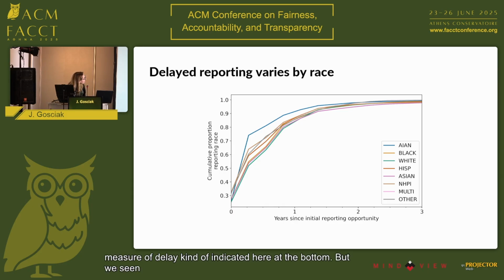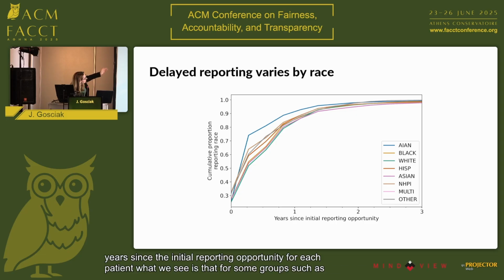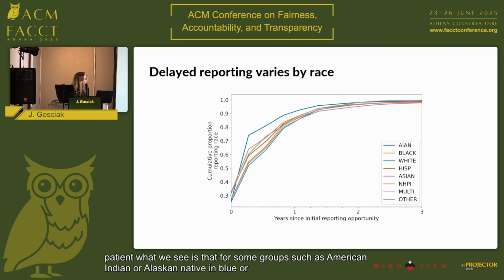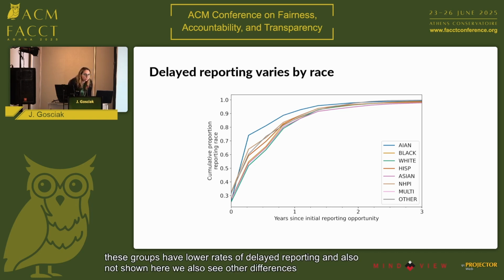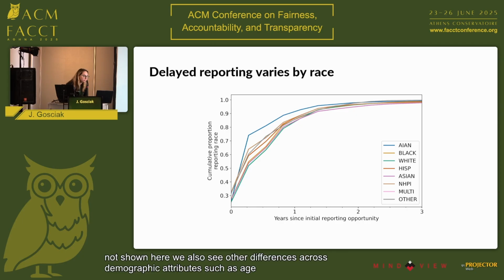What we see in our data is that delayed reporting varies by race. So in this figure on the y-axis, we show the cumulative proportion reporting race. And then on the x-axis, we show the years since the initial reporting opportunity for each patient. What we see is that for some groups, such as American Indian or Alaskan Native in blue, or Native Hawaiian or Pacific Islander in kind of brown over here, we see that these groups have lower rates of delayed reporting. And also not shown here, we also see other differences across demographic attributes such as age, the number of prior visits, and other kinds of health outcomes such as diagnoses, procedures, and measurements.